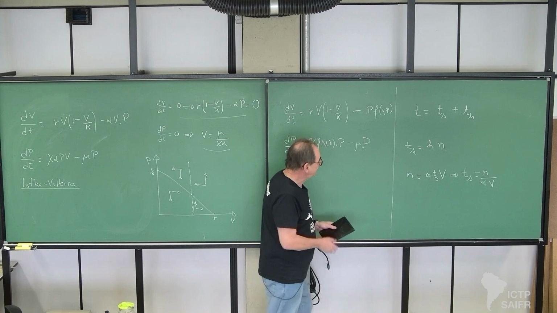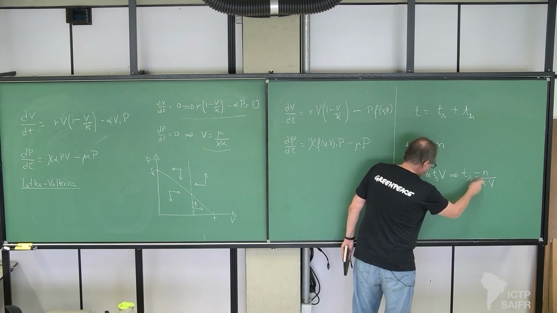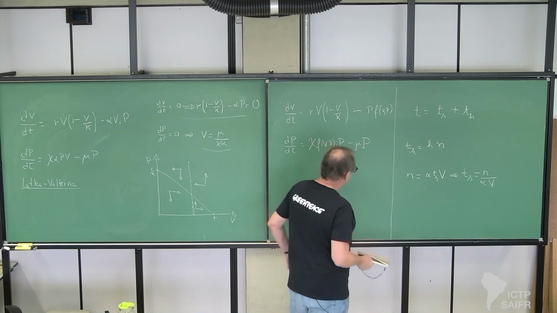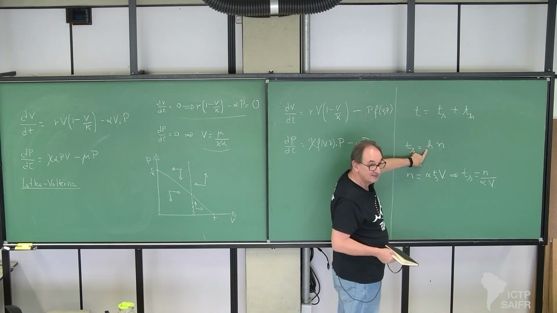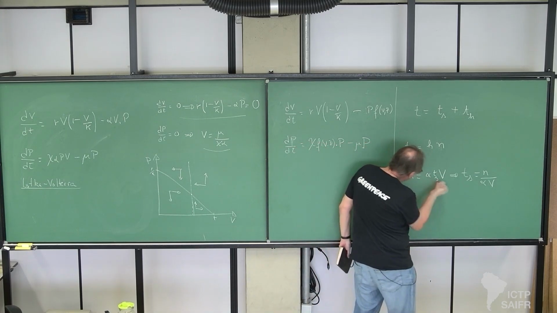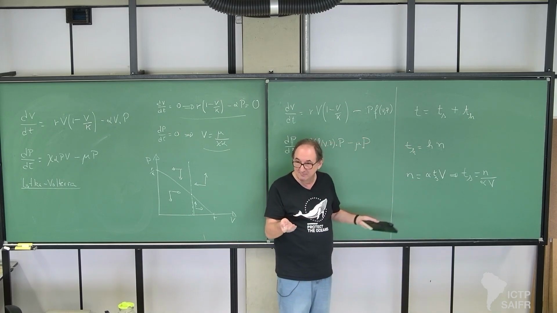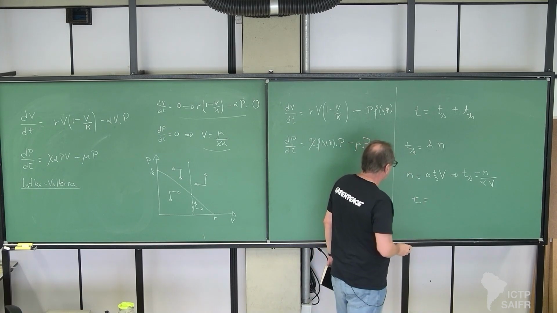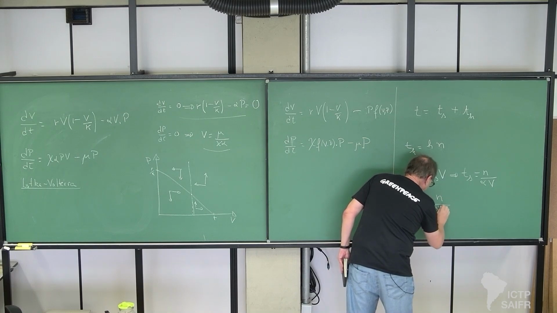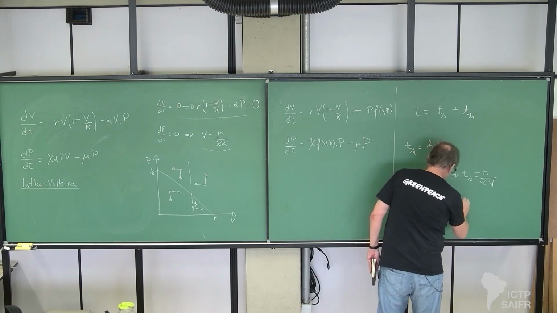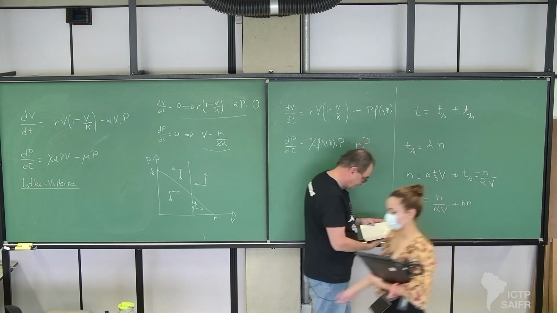So, for the time being, this is just a constant that's here, and just to have an idea, we have a new constant here, which is connected to the handling time, and this alpha is connected somehow to the time for searching. So now I can write the time is equal to n over alpha v plus h n. Okay?